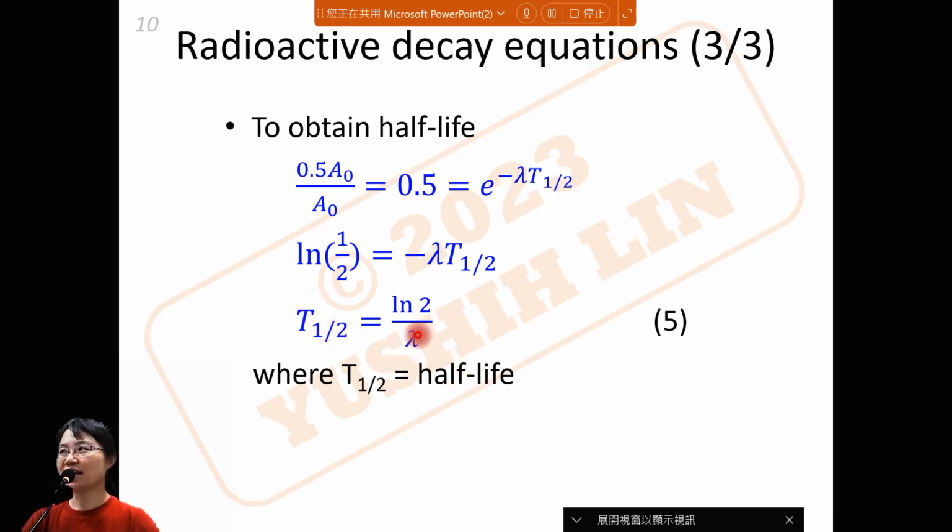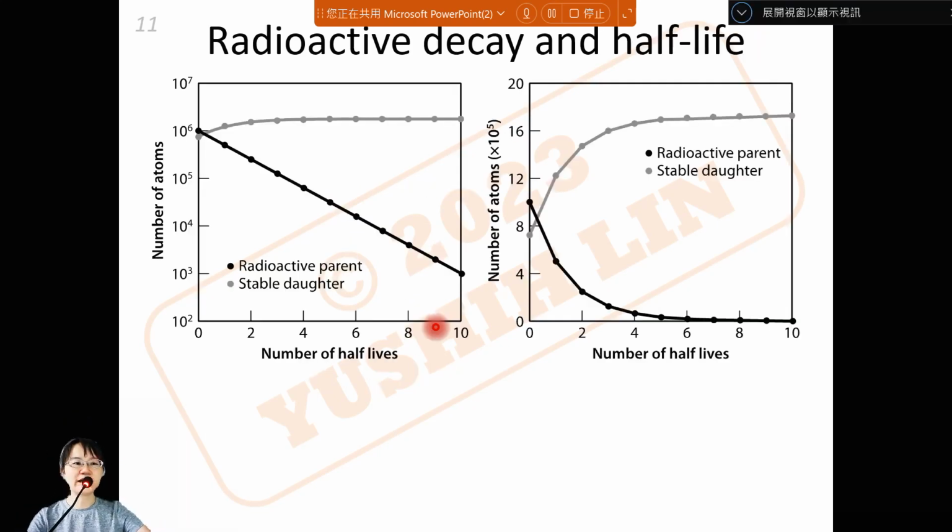Why do I emphasize this? Because this is needed for your next assignment. And this is radioactive decay. This is the number of half-lives, and this is the number of atoms. The black one is parent, and the gray one is daughter. You have to pay attention that this is a logarithmic scale, not linear scale.